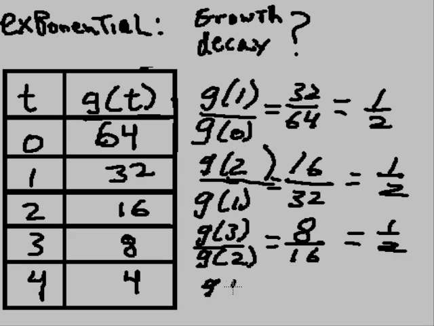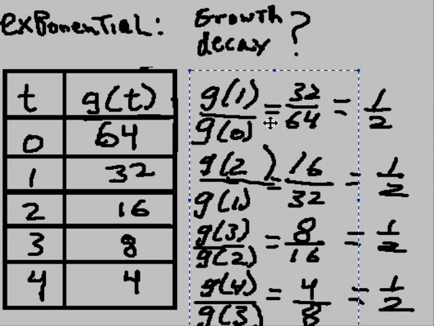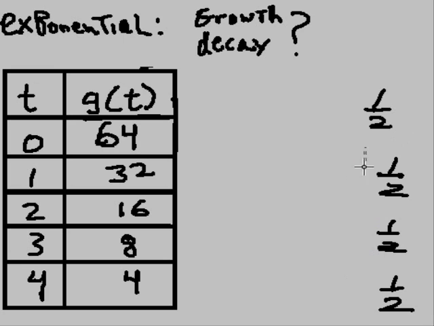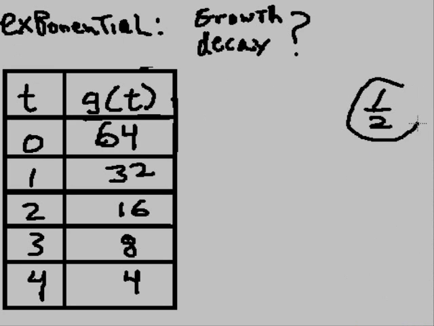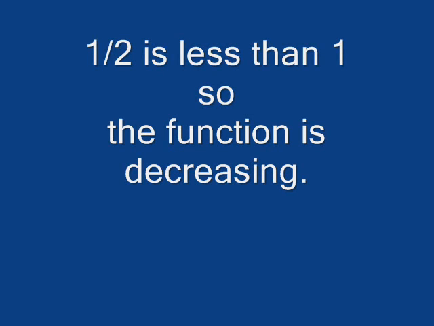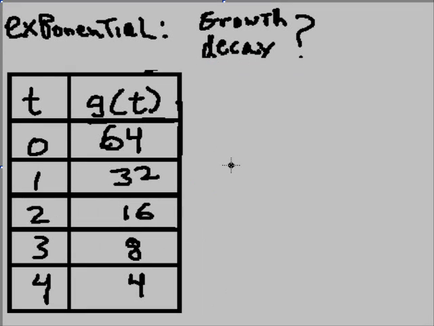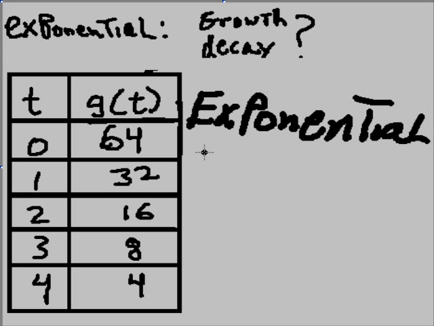And finally, G of 4 over G of 3 is 4 over 8, which also equals 1/2. So all ratios 1 unit apart are the same, equal to 1/2. What does that tell us? This tells us that the function decreases as t increases, and of course, that means exponential decay.